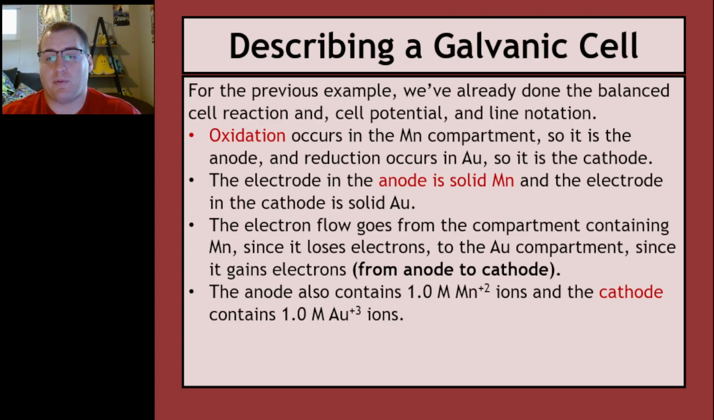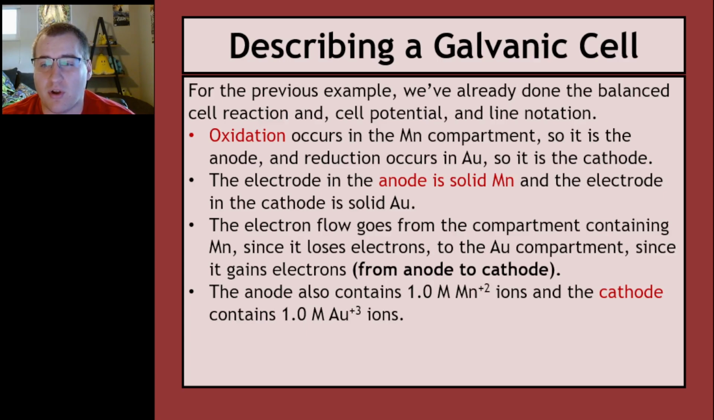Right. So for the previous example, we've already done the balanced cell reaction, the cell potential, and the line notation. Oxidation occurs in the manganese compartment, so it's the anode. Reduction occurs in the Au, so it's the cathode. The electrode in the anode is solid manganese. The electrode in the cathode is solid gold.